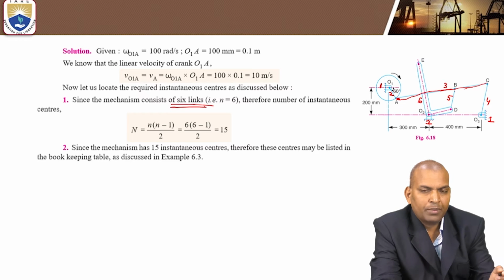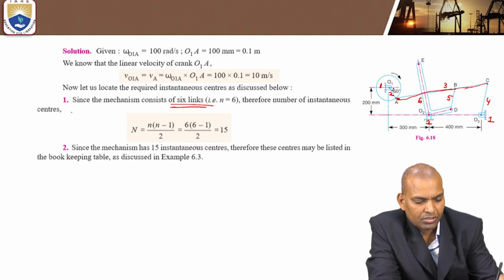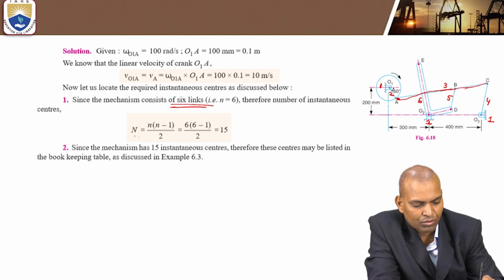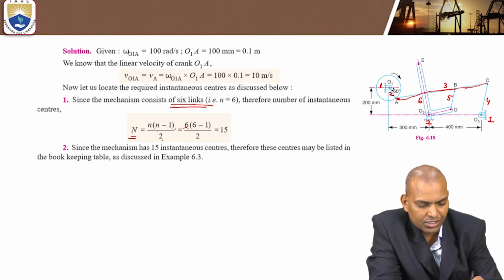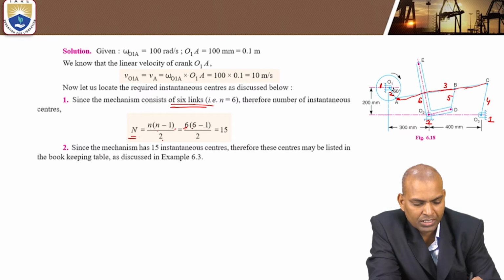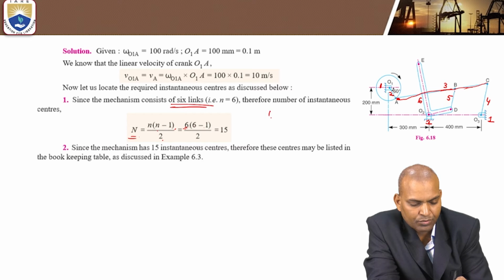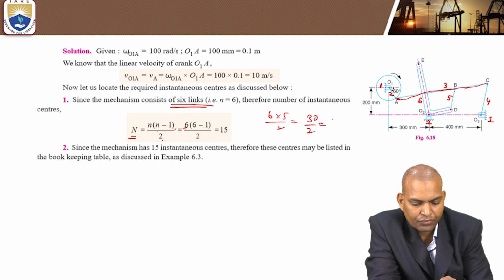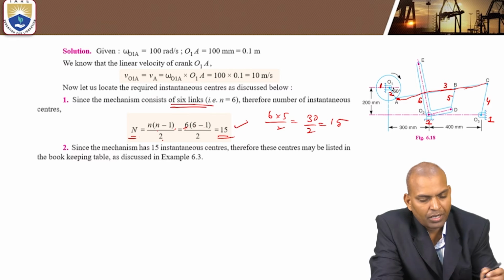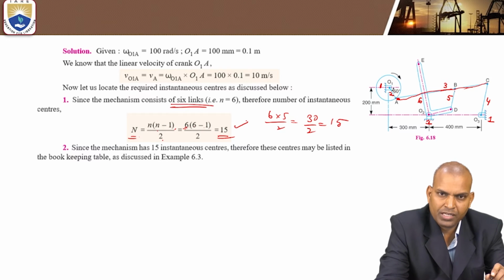So then what to do? The number of I-centers, N equals n into n minus 1 by 2. What is n here? 6. So 6 into 6 minus 1 by 2, that is 6 times 5 by 2, which is 30 by 2 equal to 15. The number of I-centers is 15.